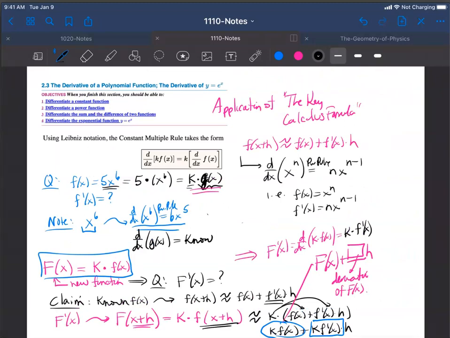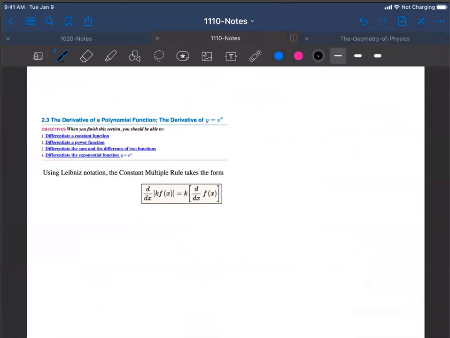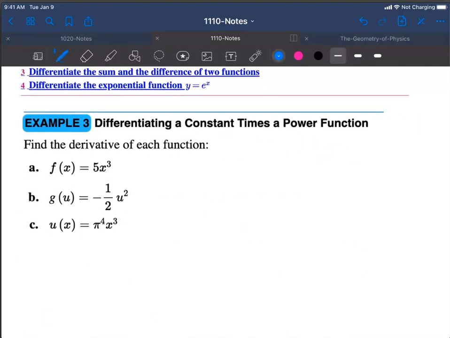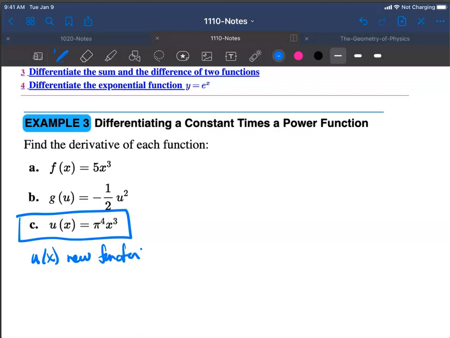So for example, here we have a problem. Here u of x is a new function, and the known function is in pink here. The known function is the x cubed function, and the new function is a constant pi to the fourth multiplied by that known function.